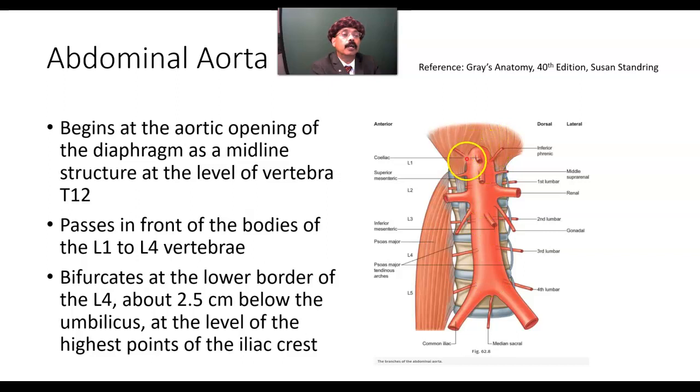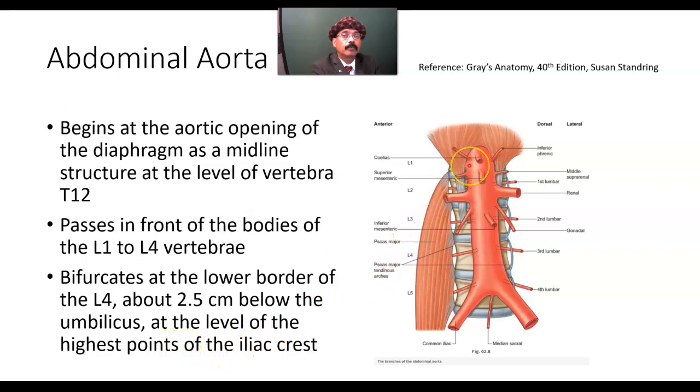This is the aortic hiatus. We are seeing the left crus of the diaphragm, the right crus of the diaphragm, and this is the continuation of the descending thoracic aorta. This is the bifurcation at the lower border of the lumbar vertebra 4, and it is at the level of the highest point of the iliac crest.